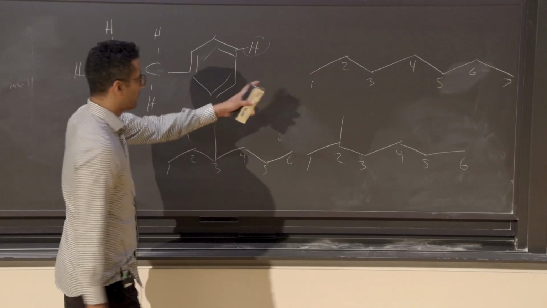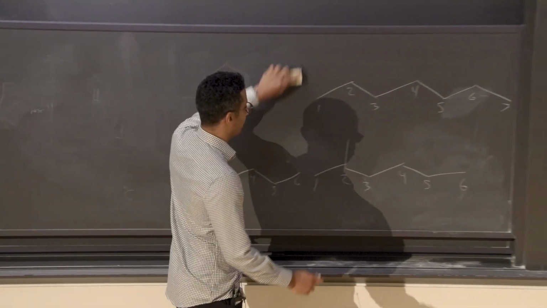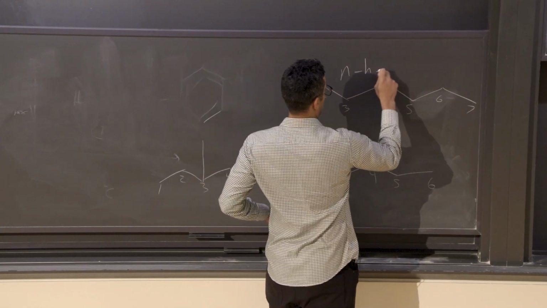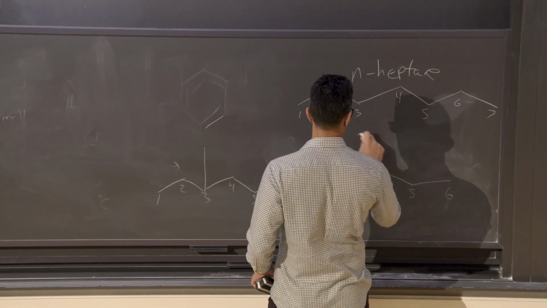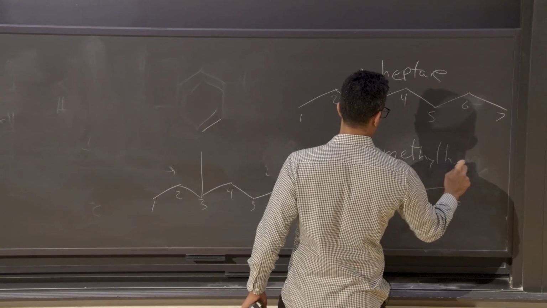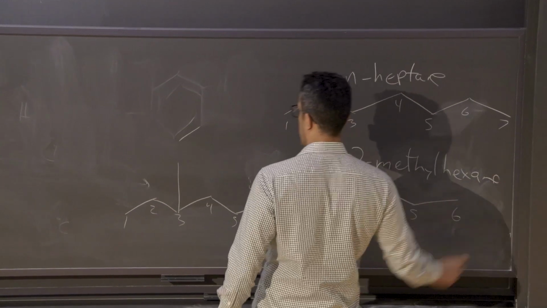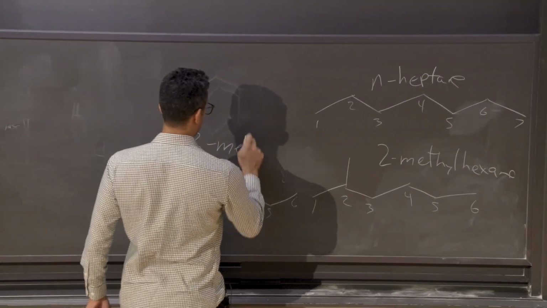So these are all 3 different isomers of heptane. So this is N-heptane. This is 2-methylhexane. They're all isomers of heptane. And this is 3-methylhexane.